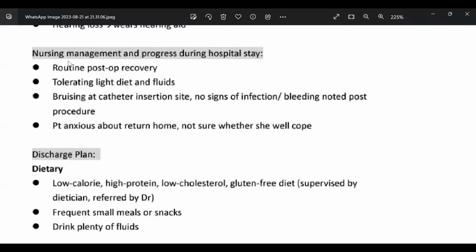Now we can see in the nursing management, the patient was recovering normally. He was tolerating a light diet and fluids. There was bruising at the catheter insertion site. However, there was no sign of infection. No bleeding was noted post-procedure. The patient is anxious about returning home, not sure if he will be able to cope. Now, accordingly, you have to see the case from top to bottom.